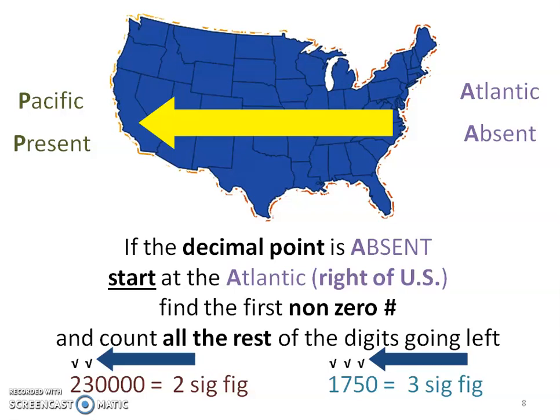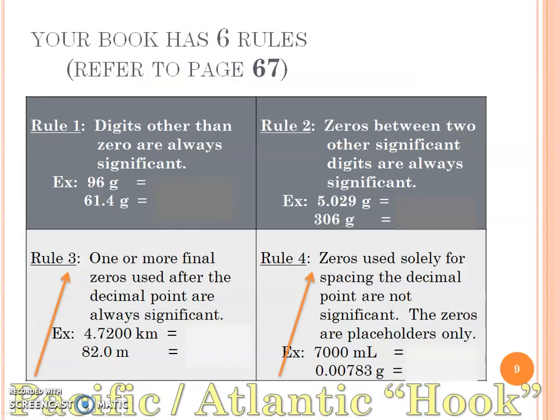And again, now I would pause, I would maybe rewind and listen to this and make sure you're understanding that if the decimal point is present, you're starting at the Pacific side, going to the Atlantic, and then counting all the way through. And if the decimal place is absent, you're starting at the Atlantic and going to the left until that first non-zero number, and then counting all of those digits all the way through. So hopefully that makes sense. And again, we'll have some other example problems and practice problems as well. So hopefully you wrote down all that information.